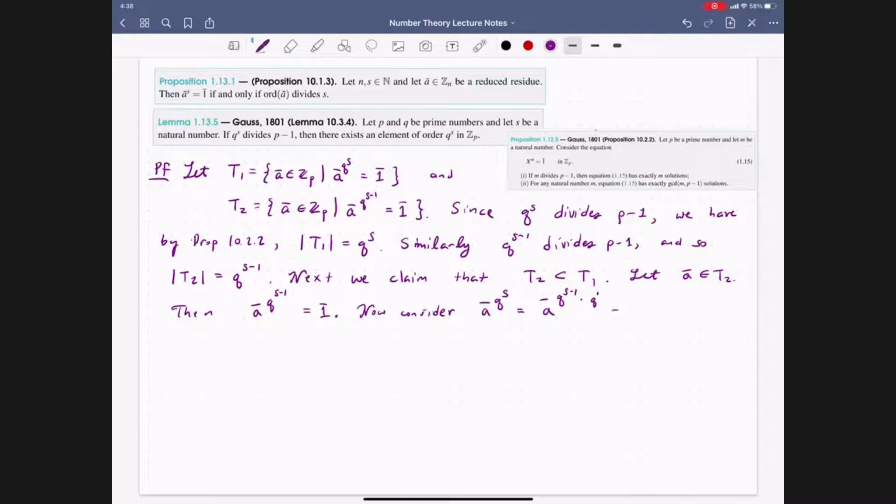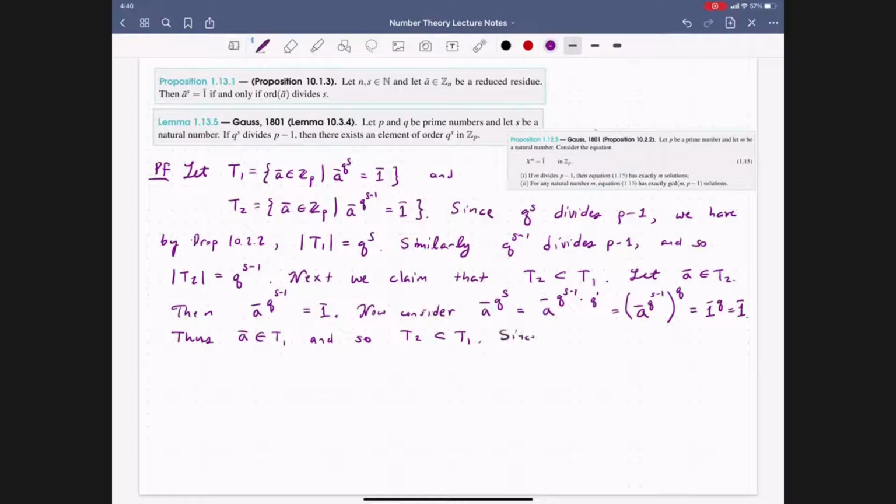But exponent rules tell us that this is the same as taking a bar to the q to the s minus 1 and then raising all of this to the q. But now the inside is going to be 1 bar. So we have 1 bar to the q, which is 1 bar. Thus, we have that a bar is contained in T1, and so we have the containment we want, and T2 is contained in T1.